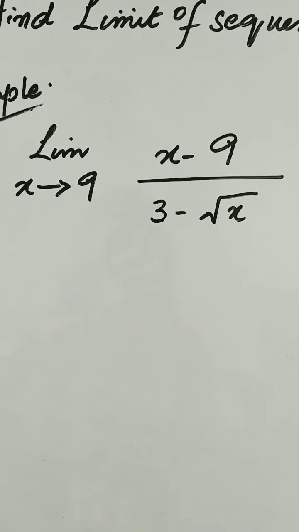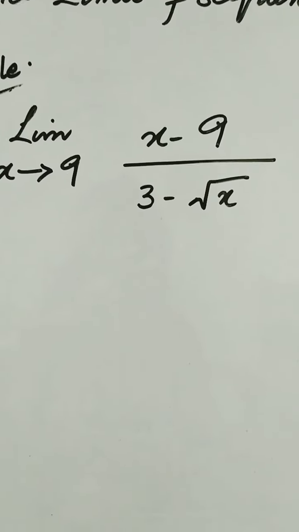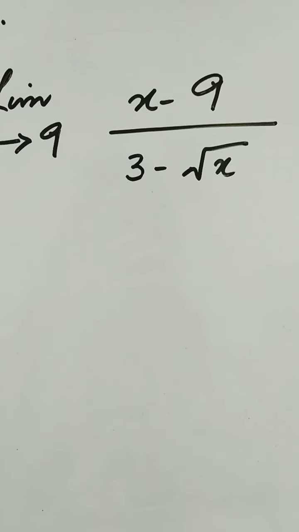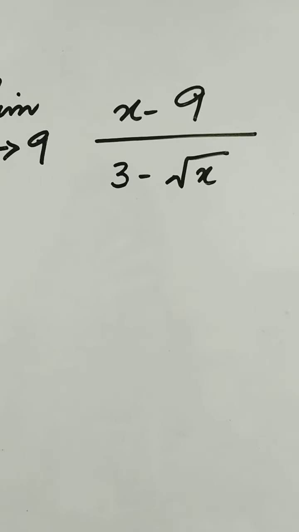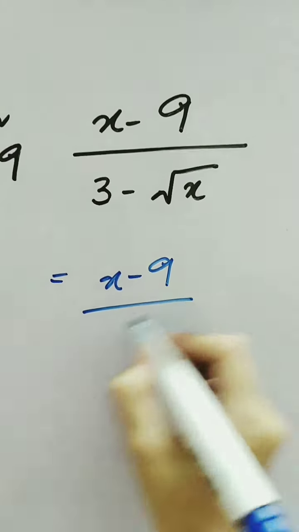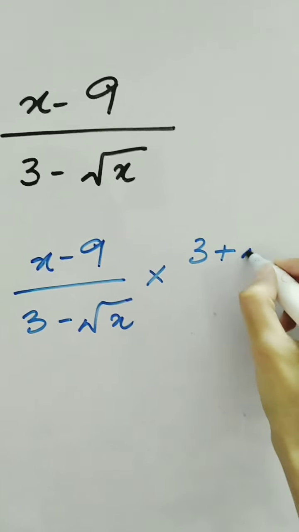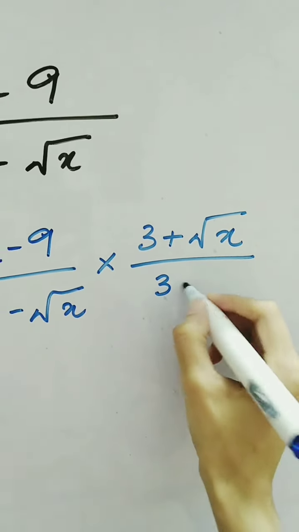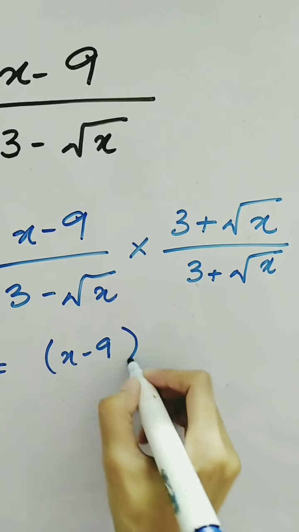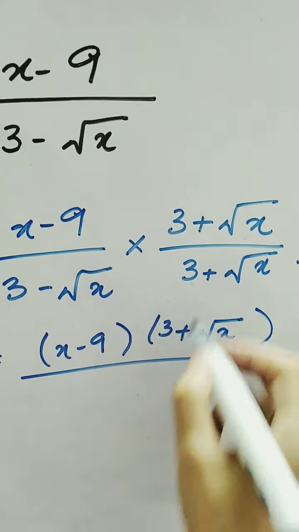Here we have another question in which the limit is given as x goes to 9, and the question is x minus 9 over 3 minus root x. We are going to multiply and divide this term with its conjugate in order to solve it. So here we have x minus 9 over 3 minus root x. Now we are going to multiply and divide it by 3 plus root x.